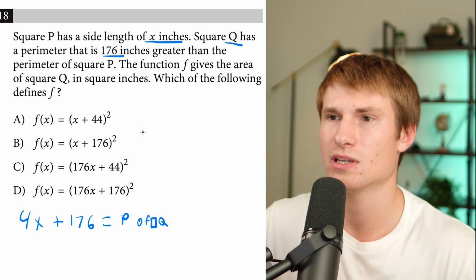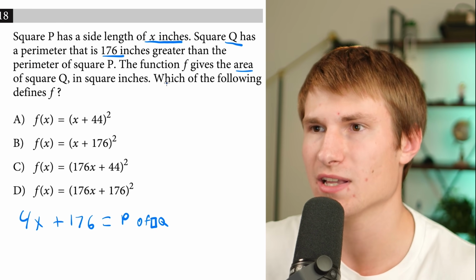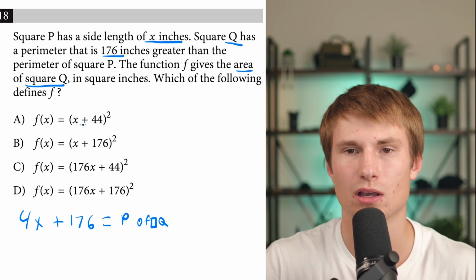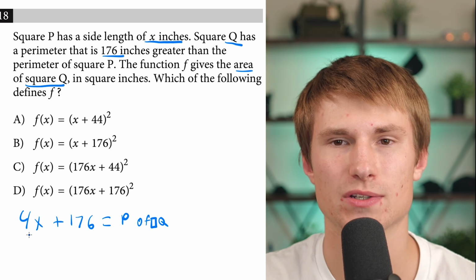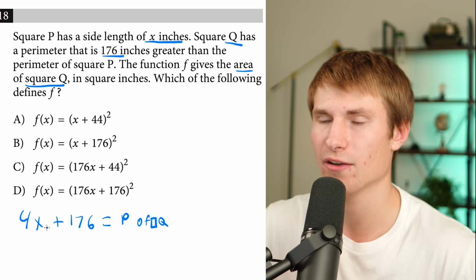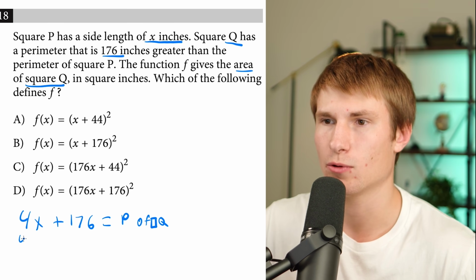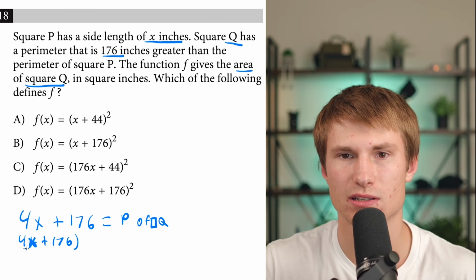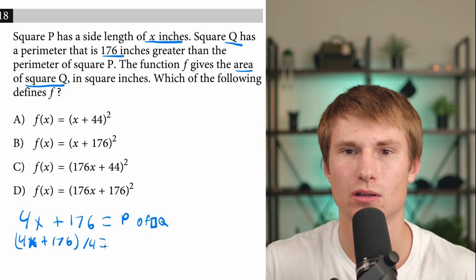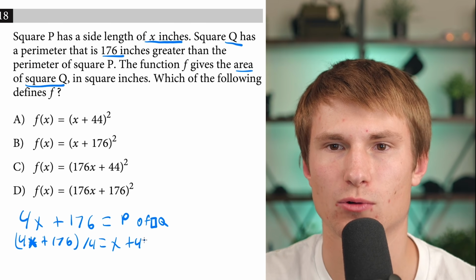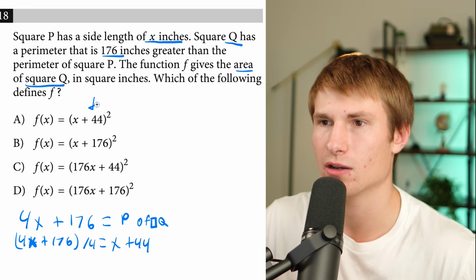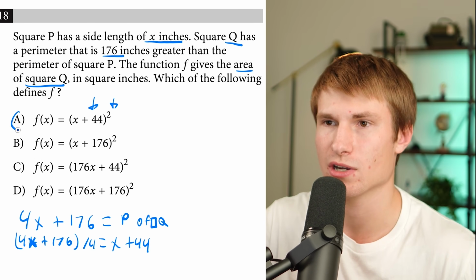Okay, now the key thing here is we need to understand what we have to solve for, and that's the area of square Q. So in order to find the area of a square, we need to know the side length. So in order to find the side length here, what we can do is take this perimeter and divide it all by 4. So if we take 4x plus 176 and divide all of that by 4, that's going to leave us with x plus 44 as the value of the side length. Now, the area of the square then is going to be the value of the side length squared. So we know our answer there will be answer choice A.